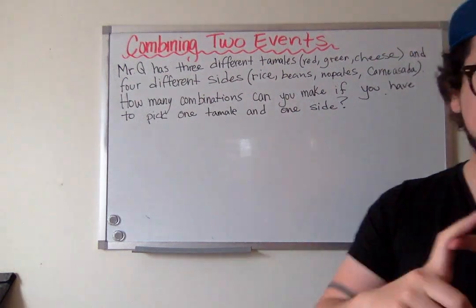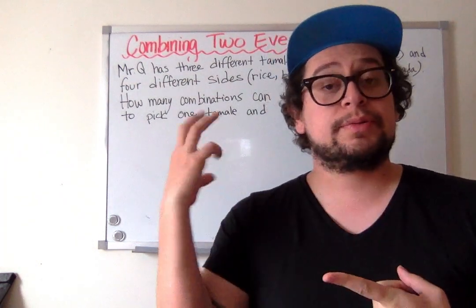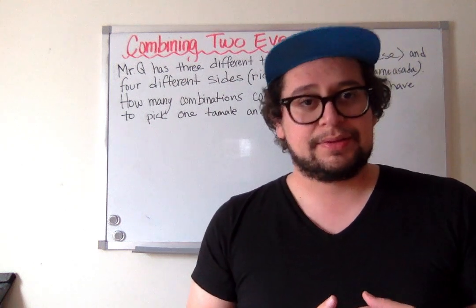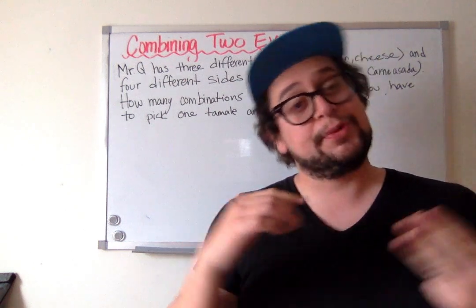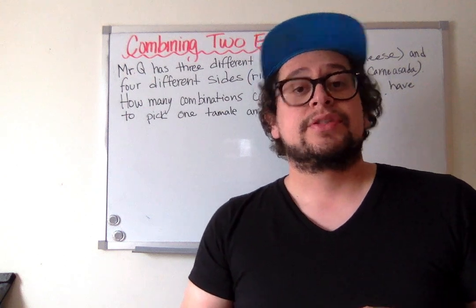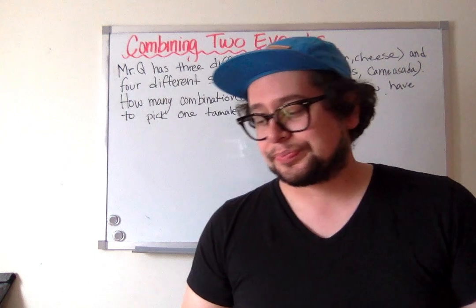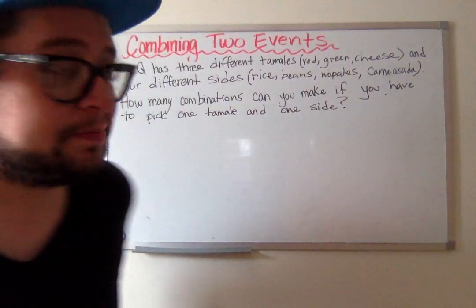Today we're gonna combine two events. So step one, we're gonna read the word problem. Then we are going to annotate it. And then finally we're gonna make a little table so that we can see all our total combinations. Okay? So let's read it.